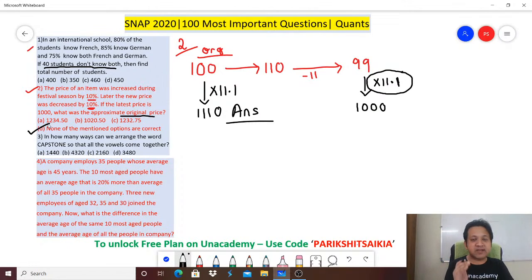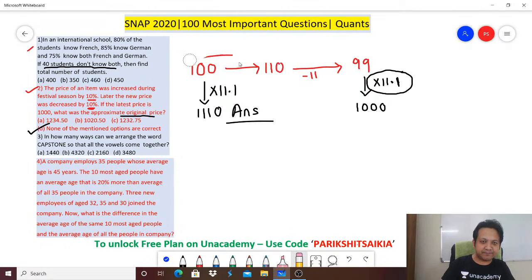These are all previous year SNAP questions, the last 20 years that we have analyzed, and we have made sure that questions which have occurred more than 2-3 times in the last 20 years are being given in my sessions. Any doubt in this? Perfect. Let's go to the next one.